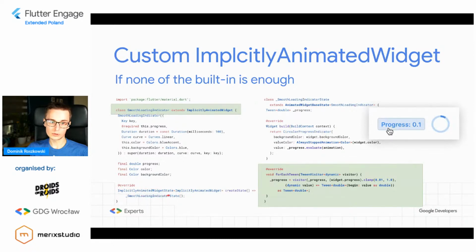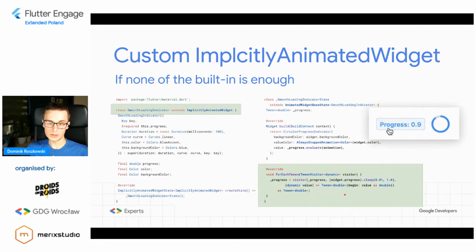So you have to also create a state for this widget. And in your build method, you can use a tween that is being created in a method for each tween. So you have to implement the method for each tween. And in this method, you have another method, which is a visitor, that you have to use in order to create your interpolated value.